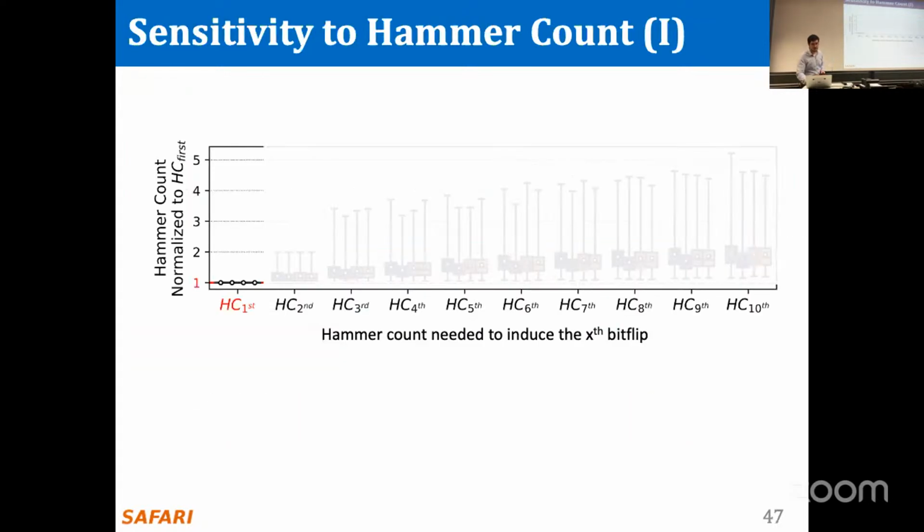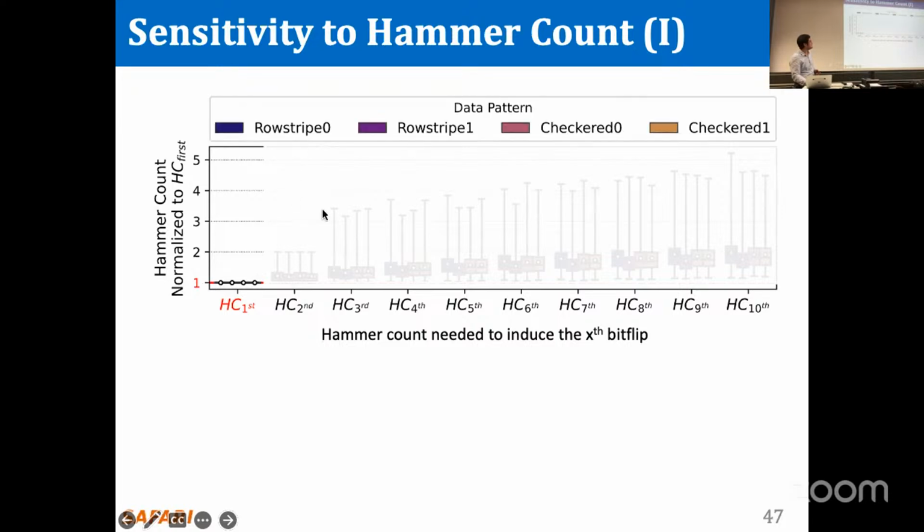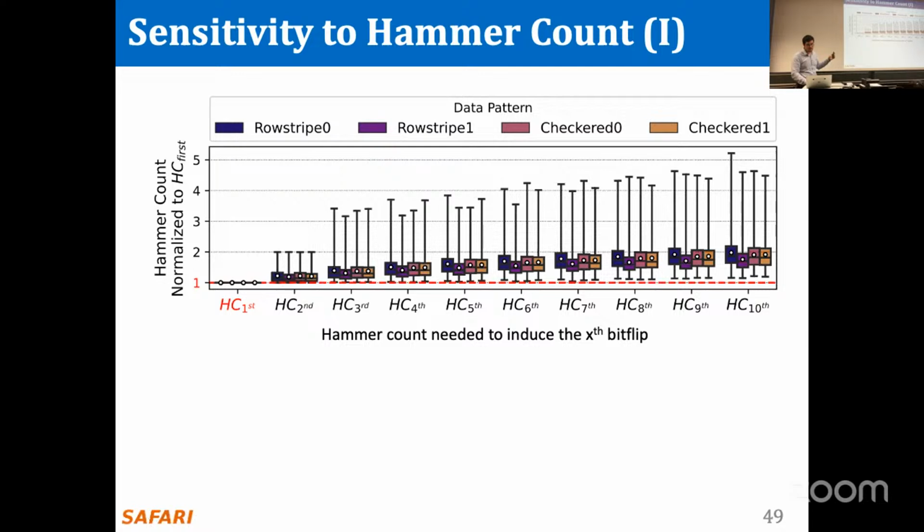So here we show you the hammer counts needed to induce up to 10 bit flips, normalized to the hammer count needed to induce the first one. We show 4 boxes for each, one for each tested data pattern. These are the boxes that show you the values for the hammer count needed to induce 2-bit flips in terms of HC first. On average, we need approximately 1.2 times HC first hammers to induce 2-bit flips. And here's the whole complete plot.